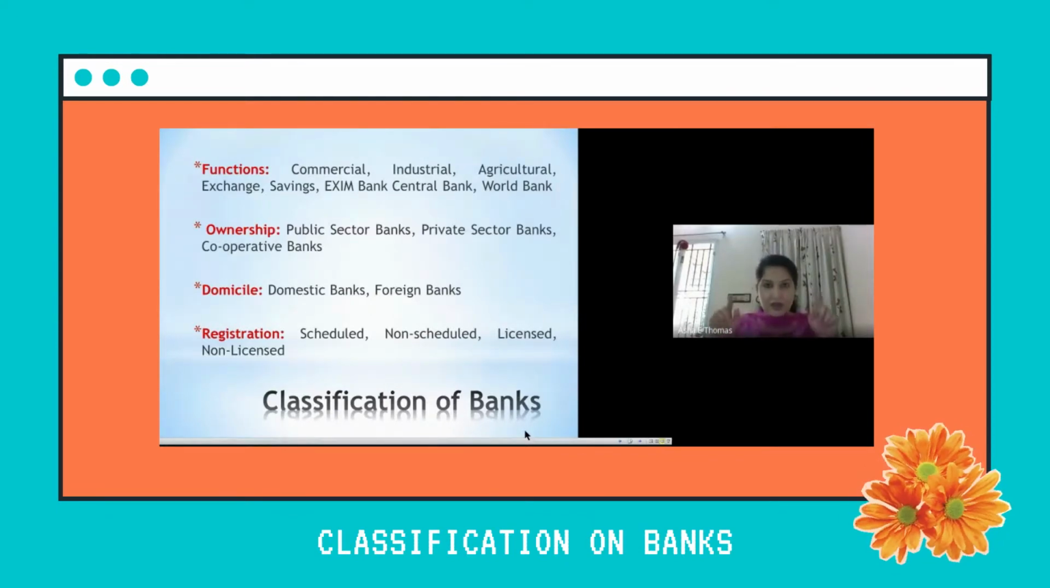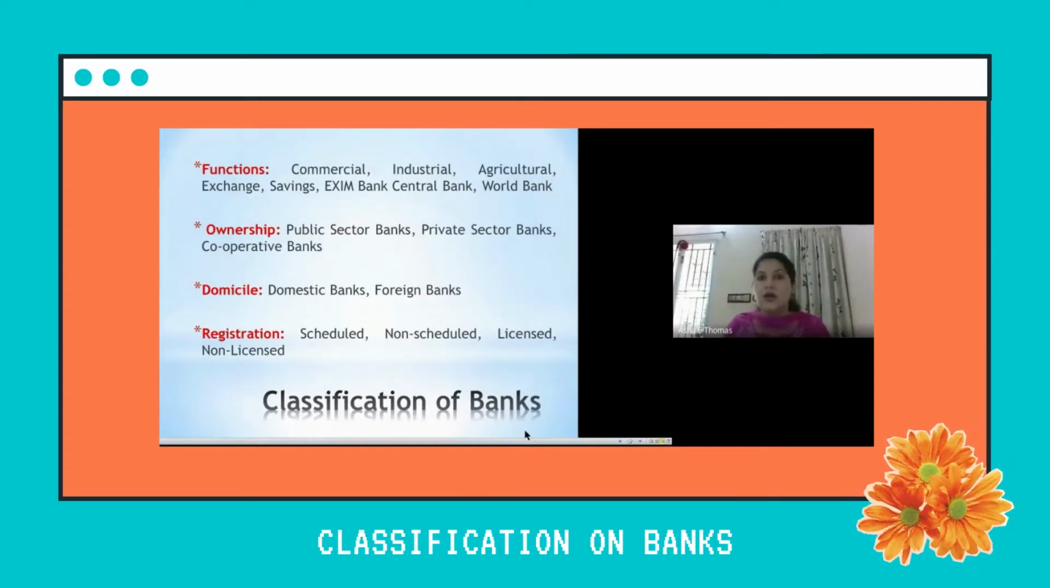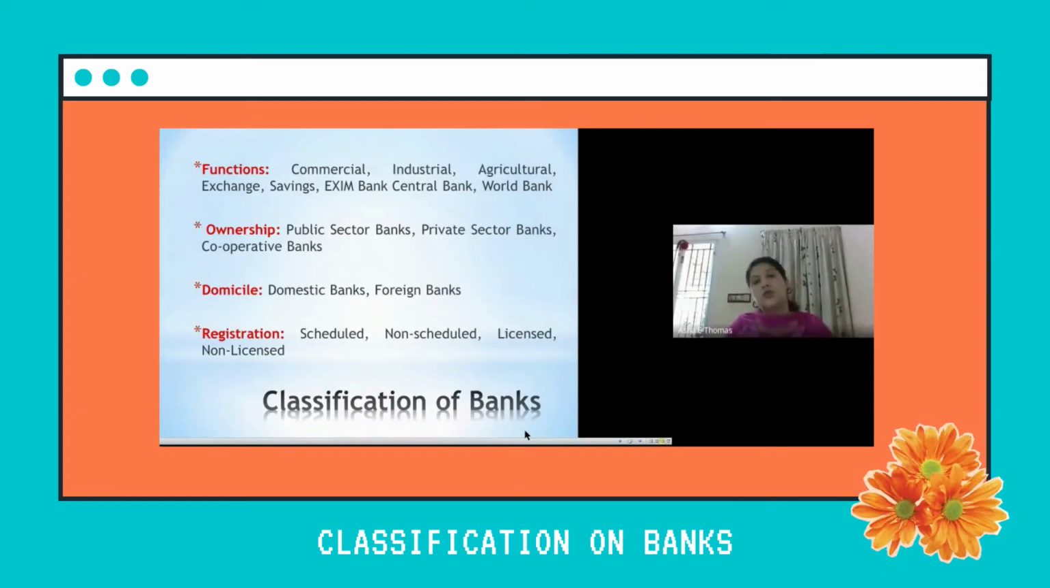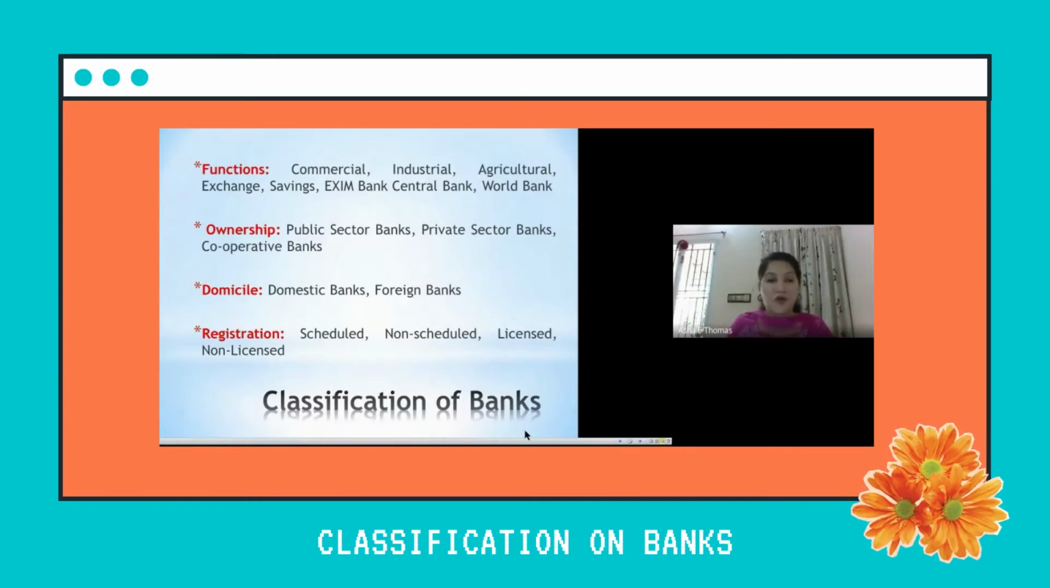But the key point you have to remember is that it is classification of banks based on their registration. When the banks are registered within the Indian regulation, the Reserve Bank of India regulation, within the country, they are called domestic banks. If their registration is outside the country but they have operations in the country, they are called foreign banks. Okay, so I think we should stop our discussions here and continue in the next class.